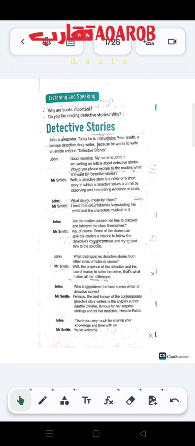John: Who is considered the best-known writer of detective stories? Mr. Smith: Perhaps the best-known of the contemporary detective story writers is the English author Agatha Christie, famous for her surprise endings and for her detective Hercule Poirot. John: Thank you very much for sharing your knowledge and time with us. Mr. Smith: You're welcome.